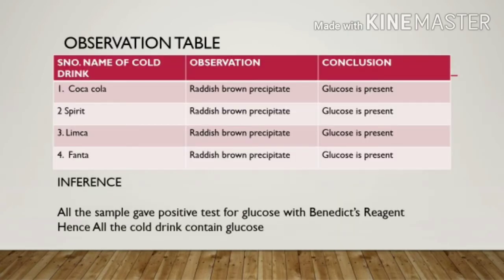Observation table. Name of the cold drinks, observation and conclusion. As you can see in my slides, the observation is reddish brown precipitate, which means glucose is present. Inference: all the samples give a positive test for glucose with Benedict's reagent. That means all the cold drinks contain glucose.